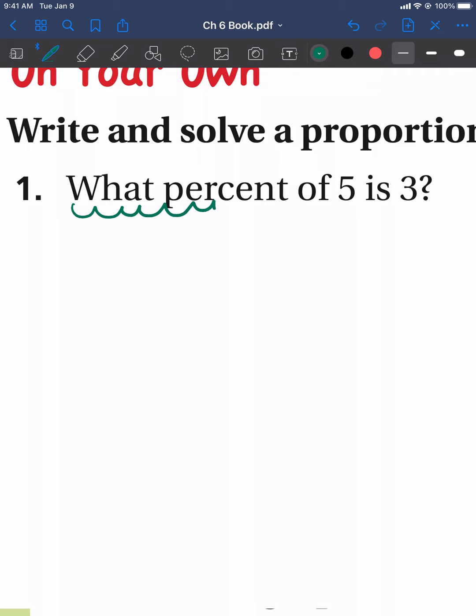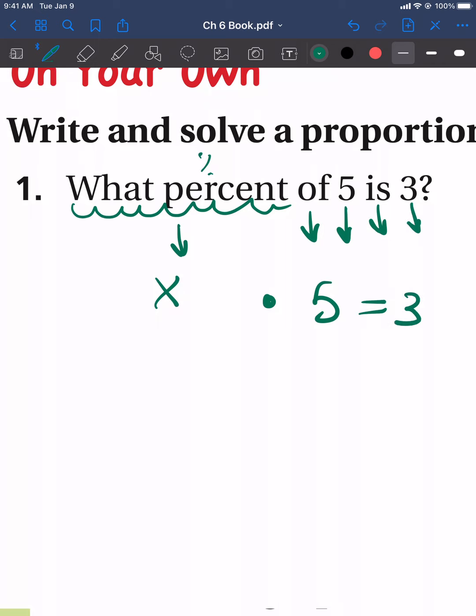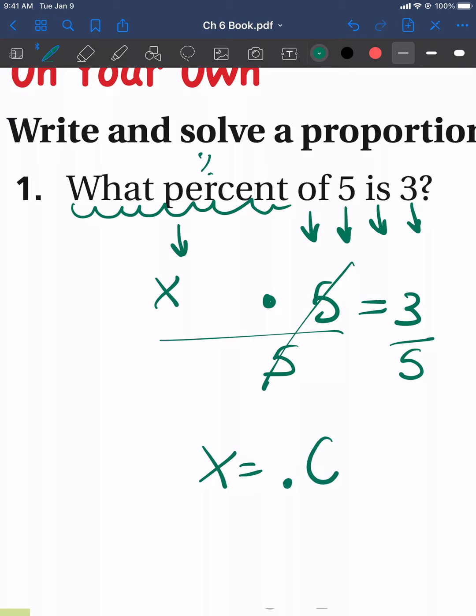What percent? You guys, that's my unknown, but I also need to remember to change it into a percent at the end. What percent of means times 5 is means equals, bring down the 3. X times 5 equals 3. How do I get x by itself? Do the opposite of what's happening to it. It's being multiplied, so we've got to divide. Those cancel out. X equals, now I'm going to take 3 divided by 5, I'm going to get 0.6.